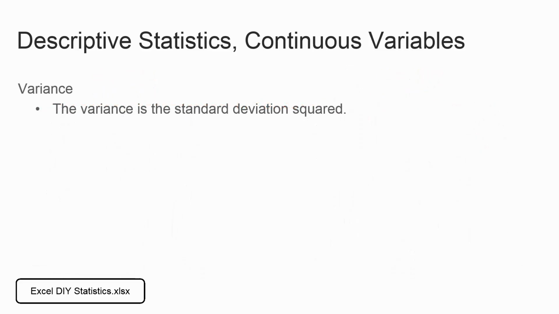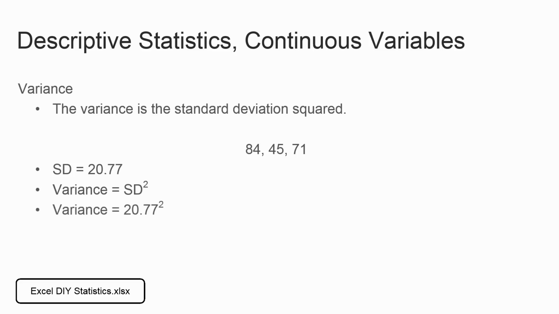The variance is the standard deviation squared. We'll compute the variance of these three numbers taken from the heights of the second group. We know that the standard deviation is 20.77. The variance is the standard deviation squared. 20.77 squared is 20.77 times 20.77. The variance for this variable is 431.39.